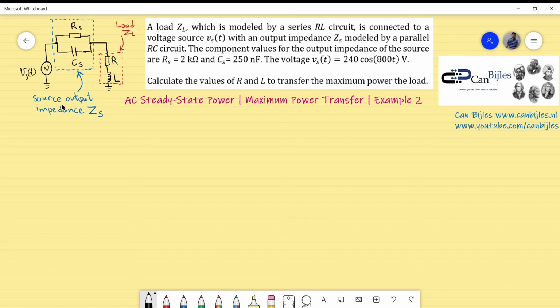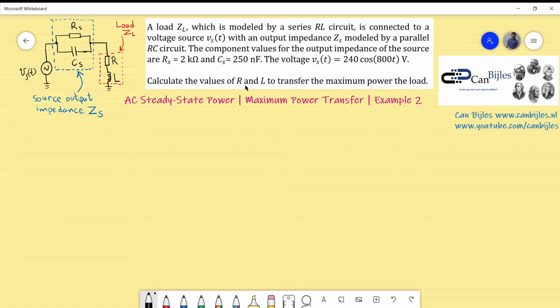In this case we have a load, which is modeled by a series RL circuit, and it's connected to a voltage source which has its own output impedance Z_S, modeled by a parallel connection of R_S and C_S. So we have a parallel RC circuit for the modeling of the output impedance of the voltage source. The components for the output impedance of the source are the following. We have 2 kilo ohms for R_S, and for the capacitor C_S it is equal to 250 nanofarads. The voltage source is also given.